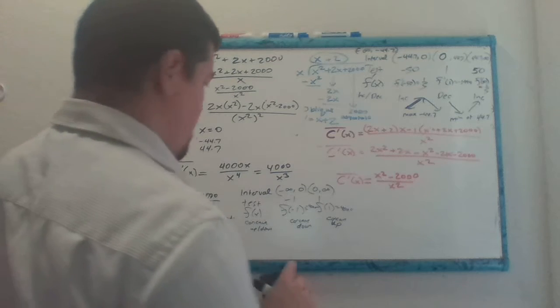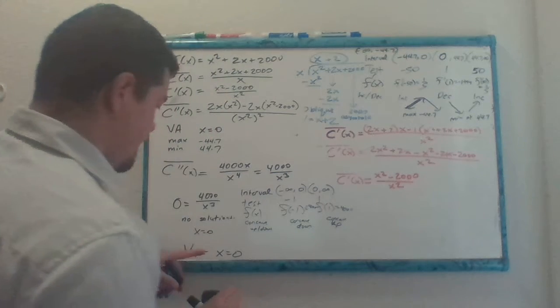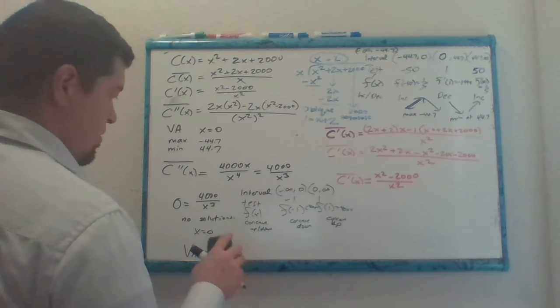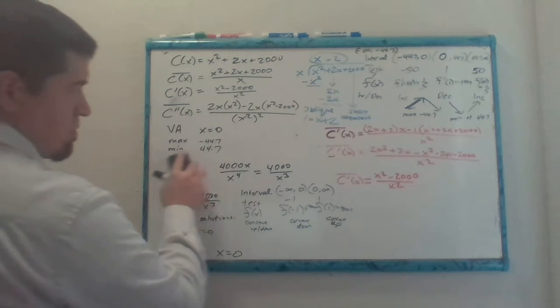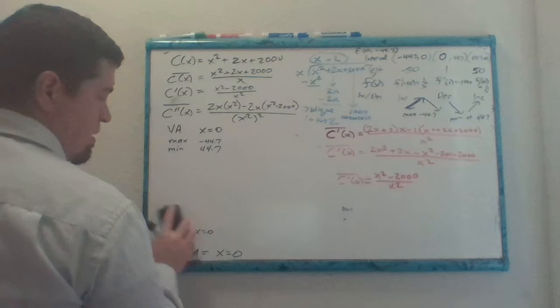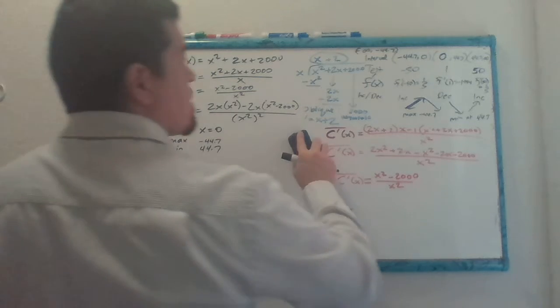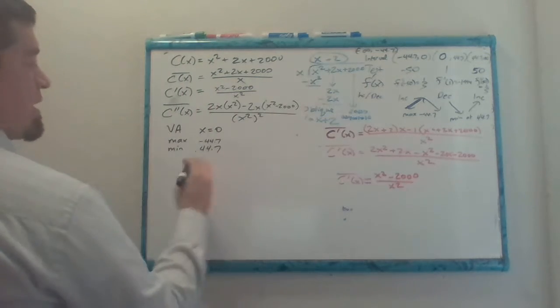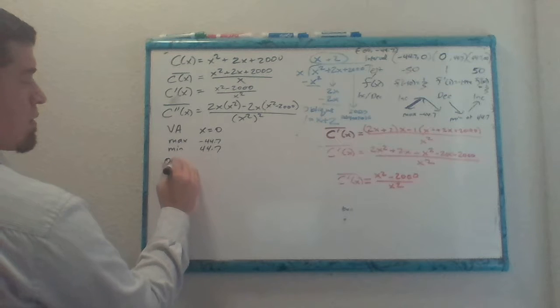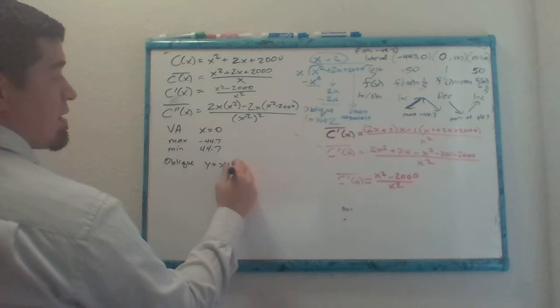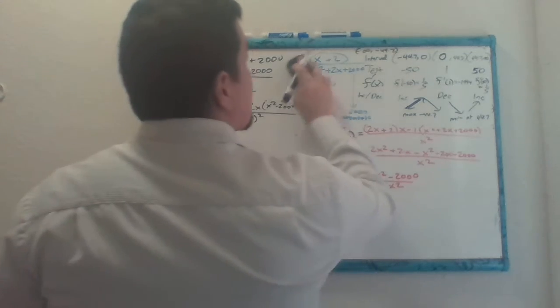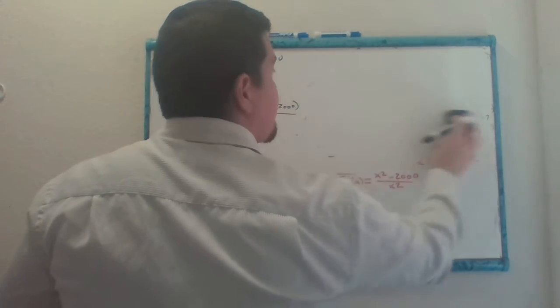And then what else is important? We already talked about the 0, which is all we need here. Oh, and our oblique asymptote. I'm just summarizing everything we found, which is a lot, right? But we're going to do that.